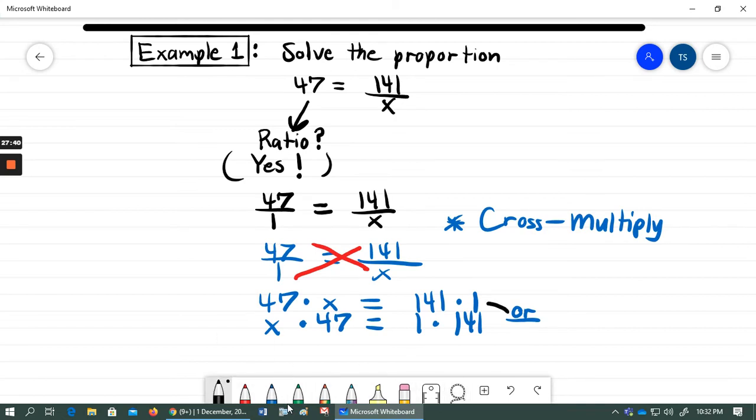So I don't really care if you write it in a slightly different order, as long as you make sure that you are definitely finding the right cross products, and setting those two cross products equal to each other. Again, you cross multiply, then set the two cross products equal to each other. Oops, that's sloppy, but it's okay. Set the cross products equal to each other.